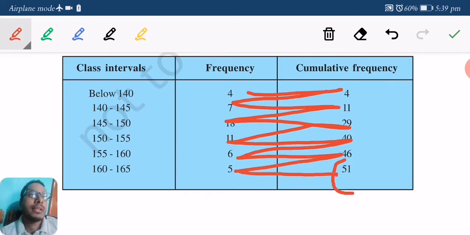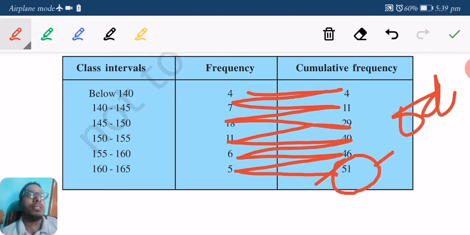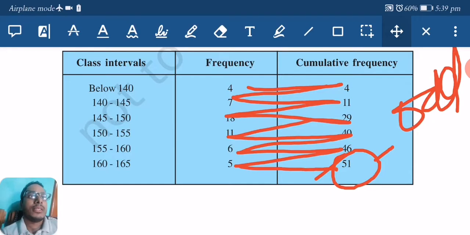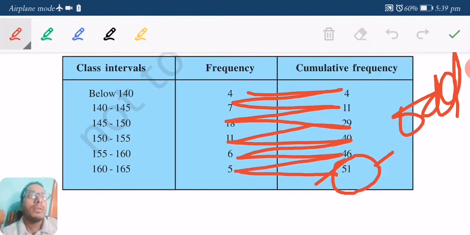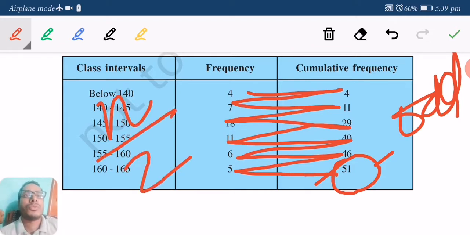So here n is odd. Total frequency in this cumulative frequency is 51. So what will you do? First, you have to find n by 2. So what is 51 by 2? Can you find it out? 51 by 2. 51 divided by 2.